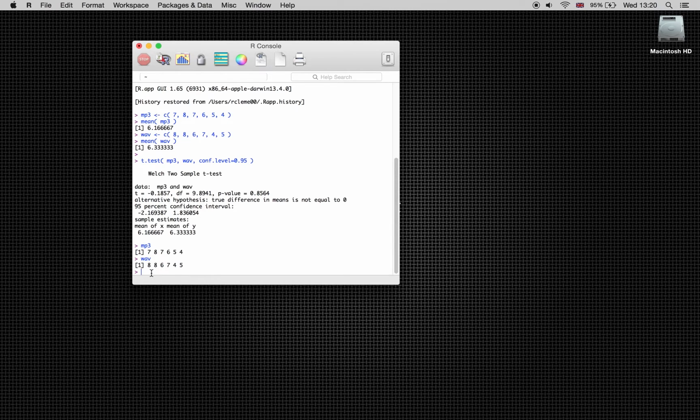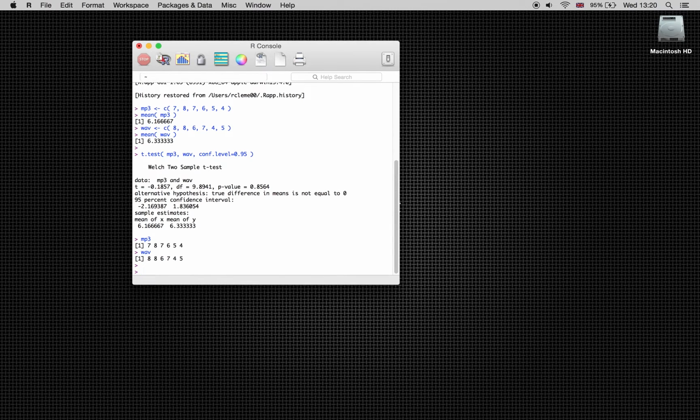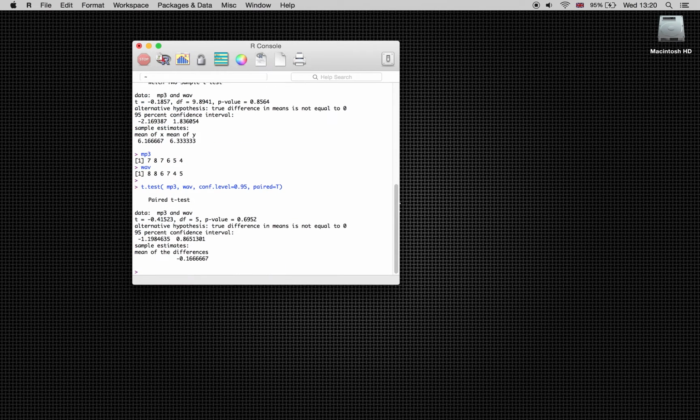If they're paired, we can actually use a different version of the statistical test. I go t.test(MP3, WAV, conf.level=0.95, paired=T). T will do for true. If I do this, then because these numbers are paired, it does a different test, and our 95% confidence interval has actually gone down.